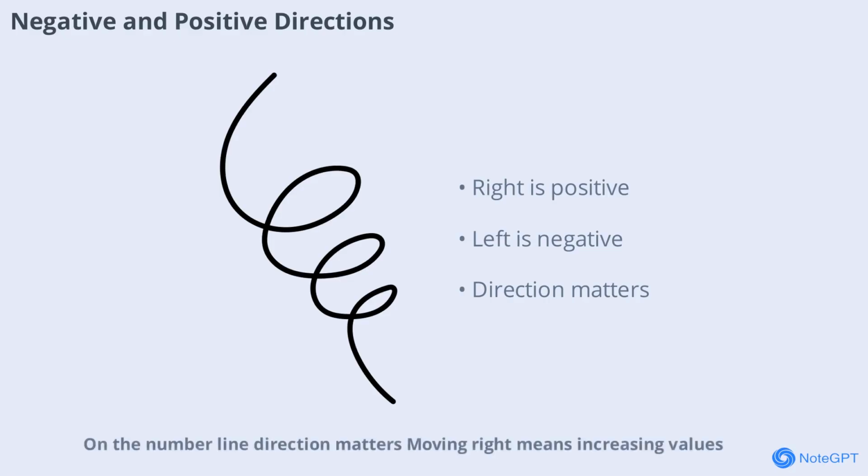On the number line, direction matters. Moving right means increasing values, while moving left means decreasing values. This directional understanding is key for operations like addition, subtraction, and understanding vectors in physics and math.